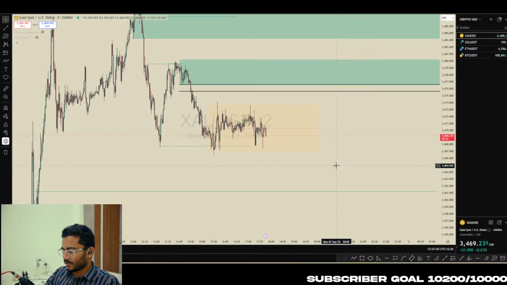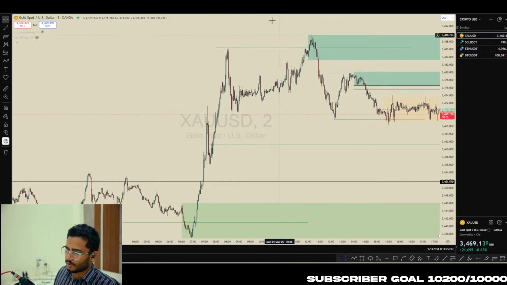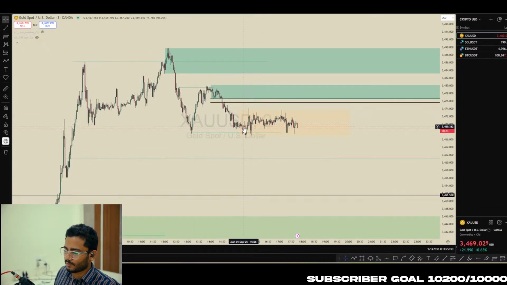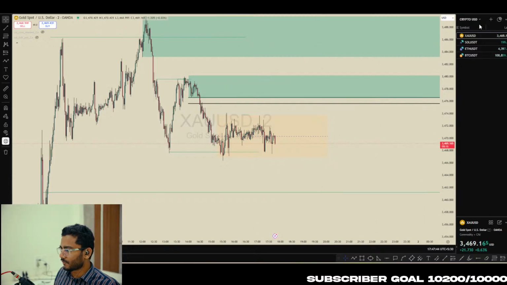Yes, the market is very slow today. Even though the session was good and there was some movement, right now, for the last 2 hours, it's very slow. Gold is particularly slow.